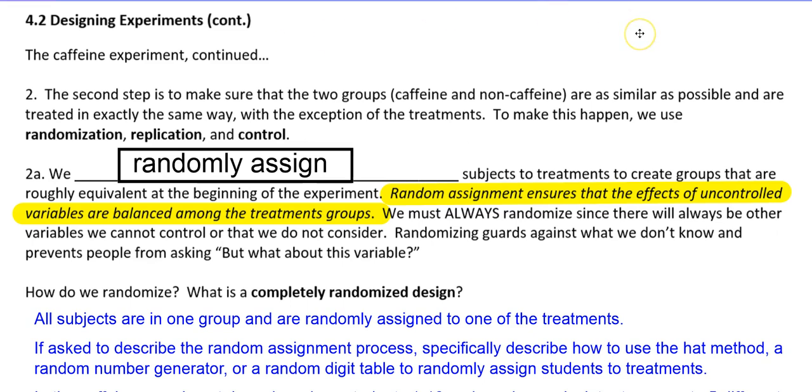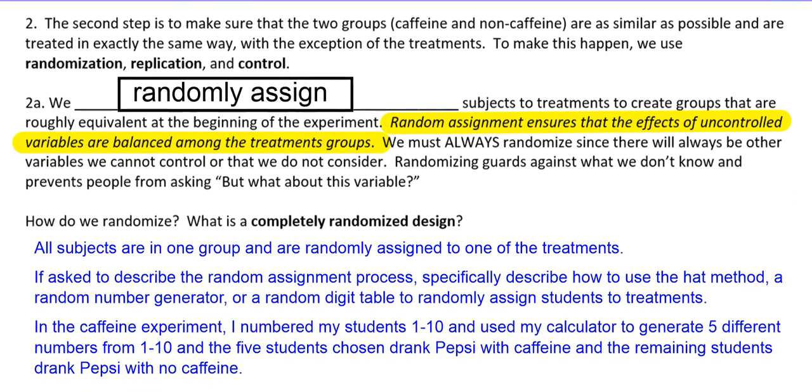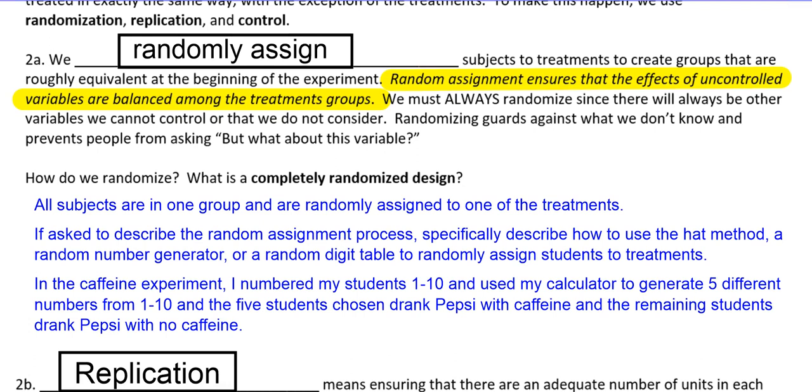Now, there are three other things we want to do when we design an experiment. We want to make sure that the two groups, the caffeine and non-caffeine, are as similar as possible and are treated in exactly the same way, except for the fact that one got caffeine and one didn't. So to do that, we randomly assign the subjects to the two groups. We know that there's going to be a lot of individual variability between people as far as their pulse rates, their fitness level, their activity level, their reaction to caffeine, all sorts of things. But if we randomly assign them to groups, then that ensures that the effects of those uncontrolled variables are balanced as nearly as possible among the treatment groups.